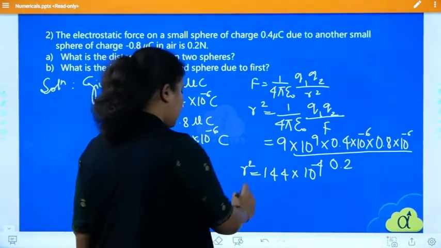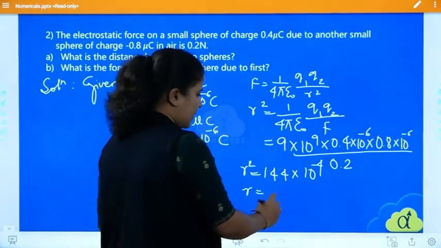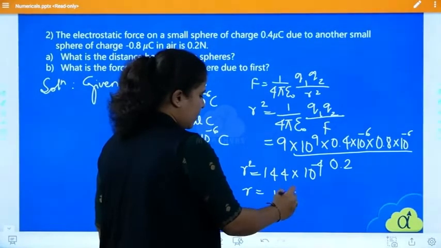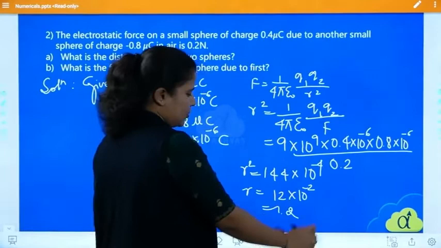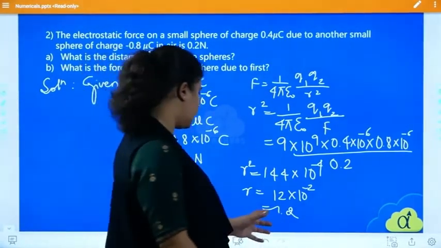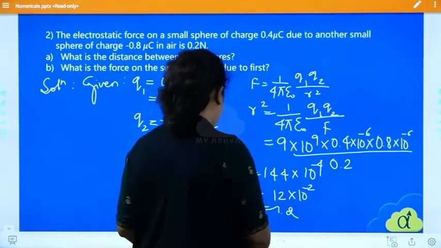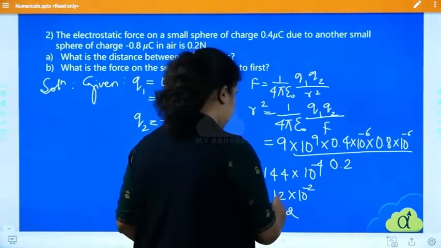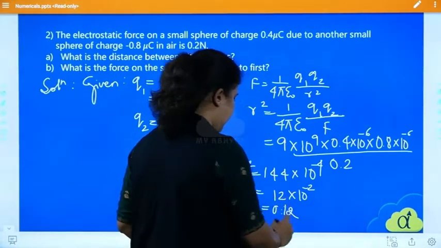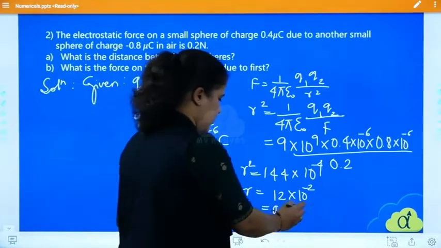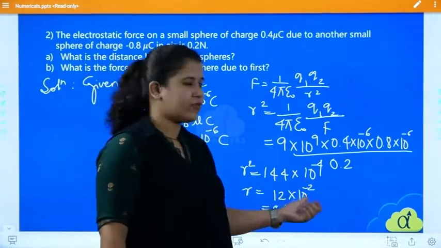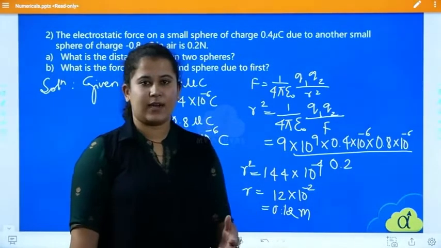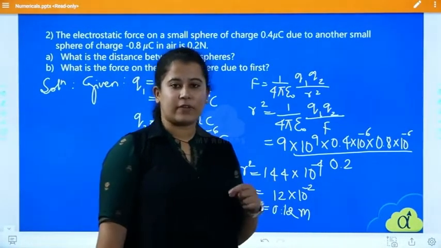And after solving, whenever you take the square root of this, what you will get is 12 into 10 raised to minus 2, or you can just take it as, sorry, 0.12 meters. So this is the distance. Or you can just keep it as 144 into 10 raised to minus 4. Understood? So after this, what we have?